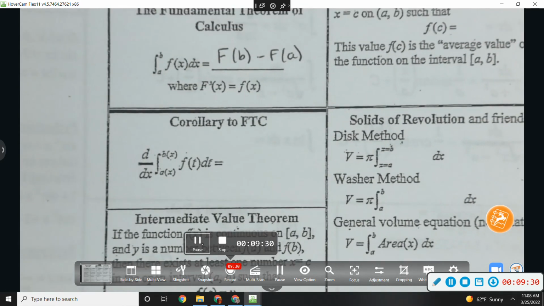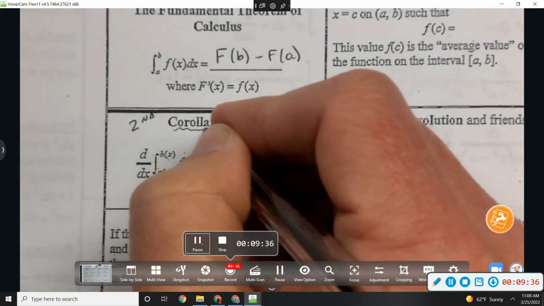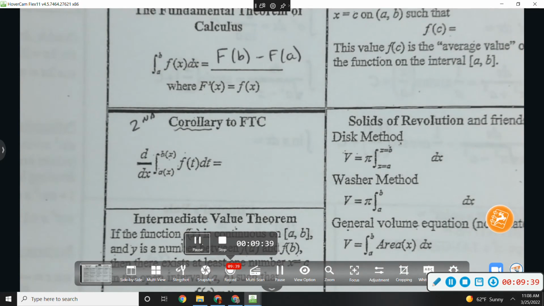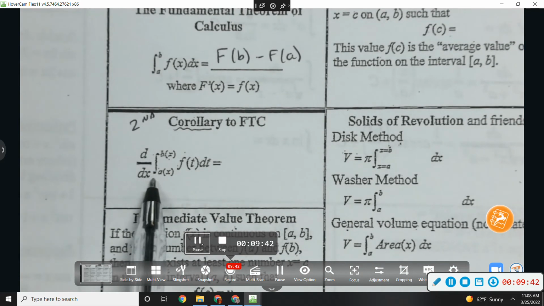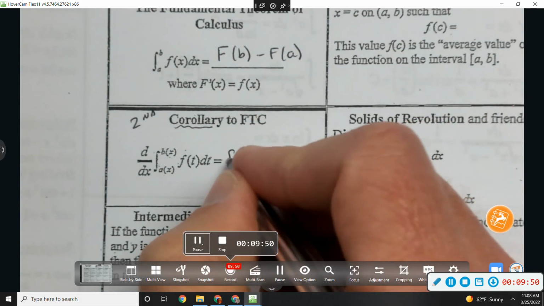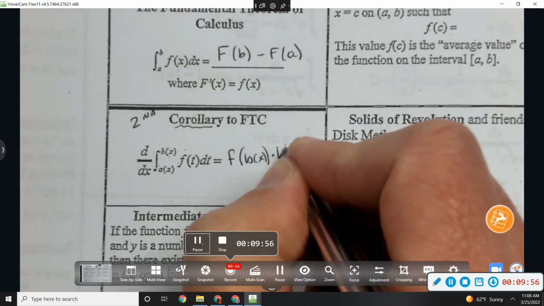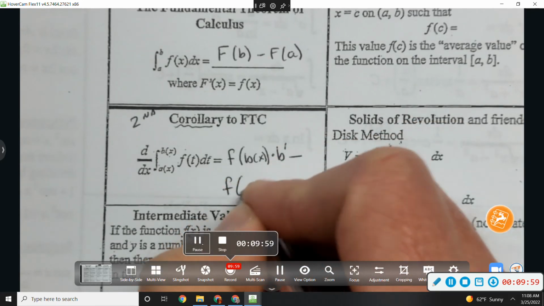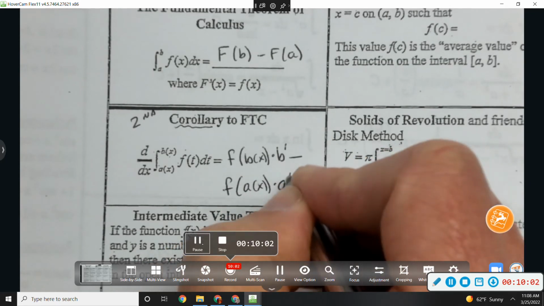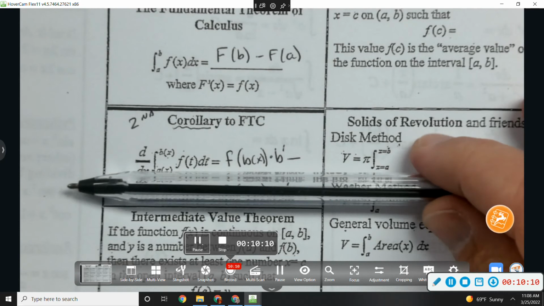What we haven't done in a while is the other, what we call the second fundamental theorem of calculus. It's kind of the same thing, so that's why it's a corollary. The derivative of the integral. That cancels each other out. It does cancel each other out. I still need to do top minus bottom. So f of b of x, but chain rule times b prime, minus f of a of x times a prime. And a lot of times that bottom one is a constant, and so it just goes away and we don't have to worry about it.